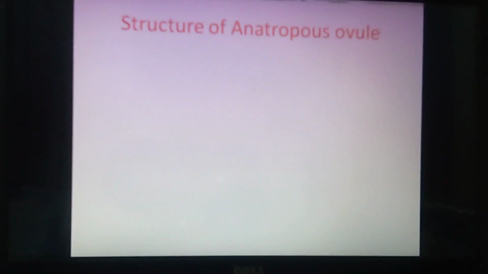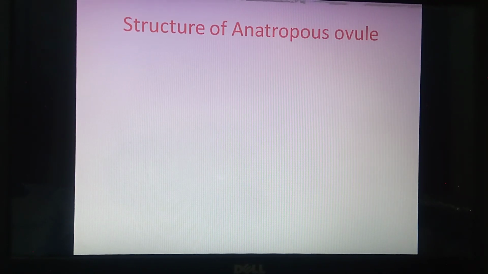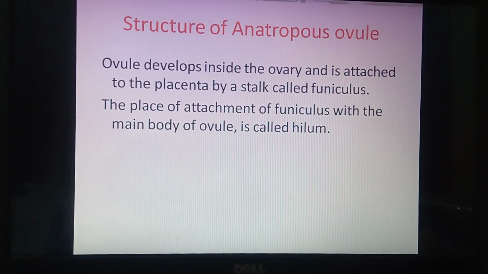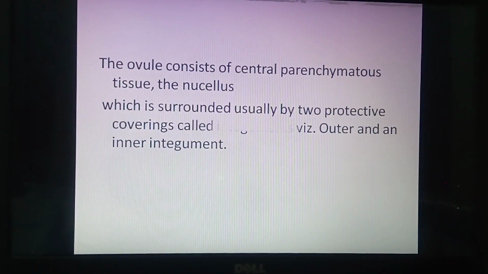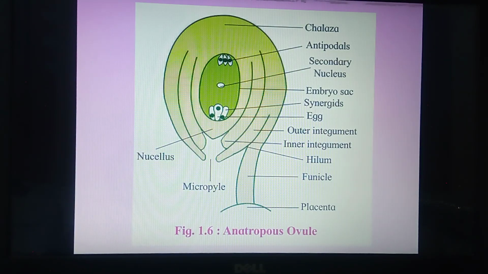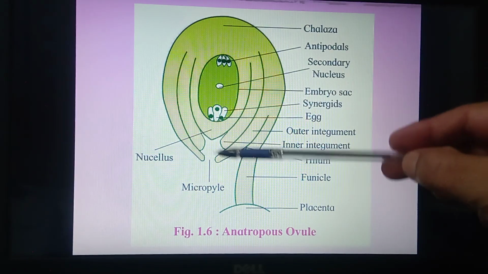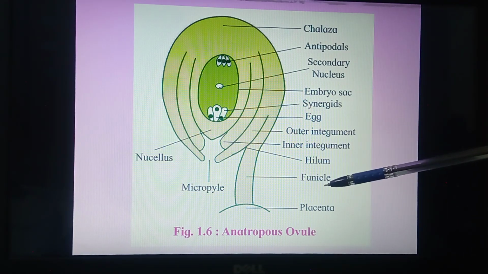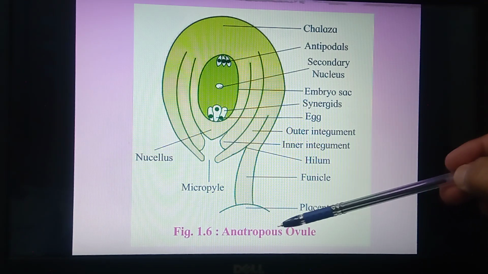Now let us look at the structure of the anatropous ovule. The anatropous type of ovule is generally observed in angiosperms, a peculiarity. Here is the structure of an anatropous ovule in front of you. What is meant by an anatropous ovule? The ovule in which the micropyle is towards the base, towards the side of the funicle, is called an anatropous ovule.